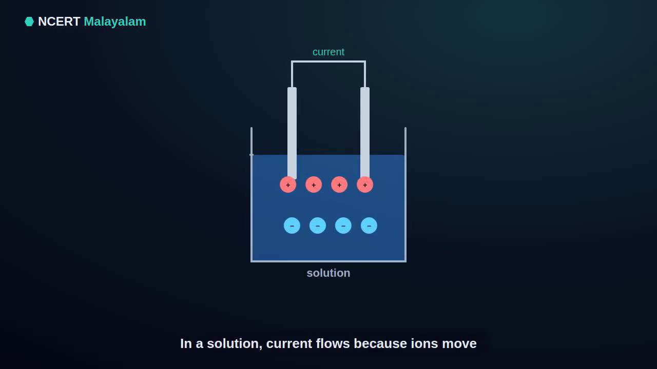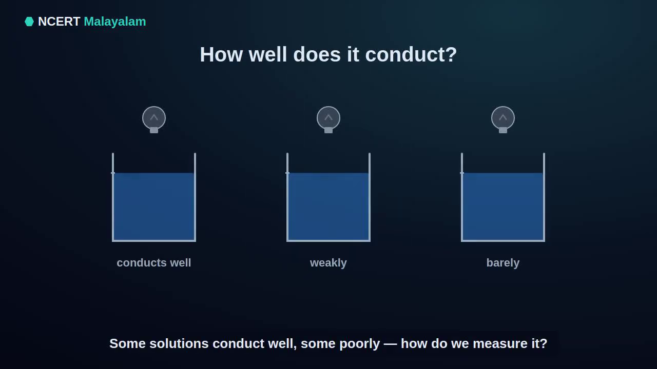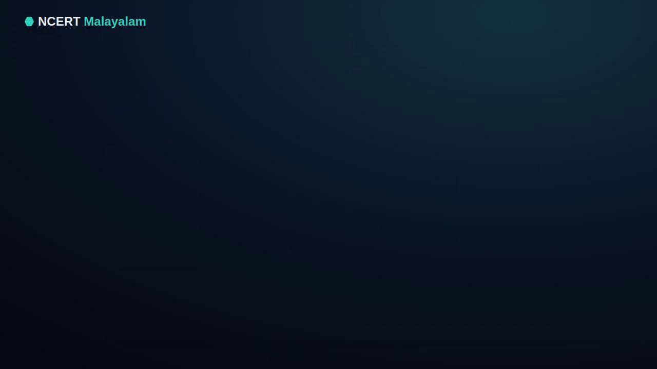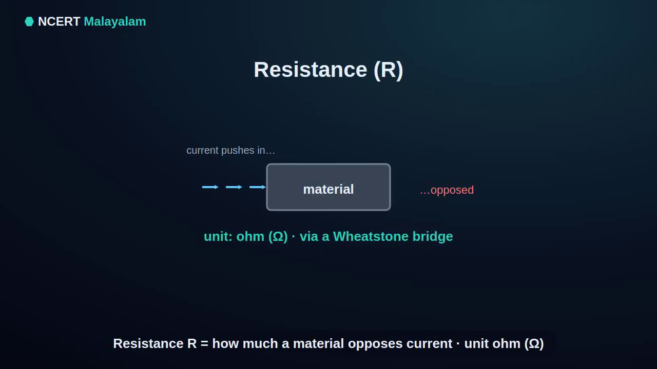In a solution, current flows because the ions inside it move from one place to another. Some solutions conduct electricity very well, and some conduct poorly. The big question is, how do we actually measure this? First, resistance. Resistance, with symbol R, tells us how strongly a material opposes the flow of current.